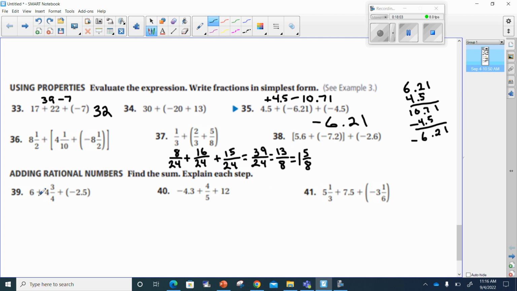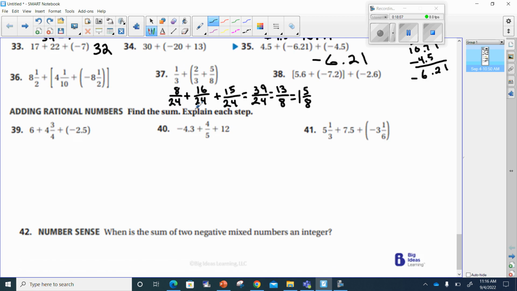Okay, number 39 is next. Find the sum, explain each step. Well, okay, I'm going to let you guys just work the problem as an explanation. When I find this sum here, I first have to go ahead and, following parentheses, I can't do anything over here. Exponents, excuse me, there's nothing there. Now I'm on to addition.